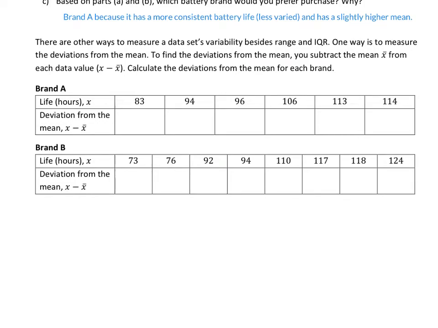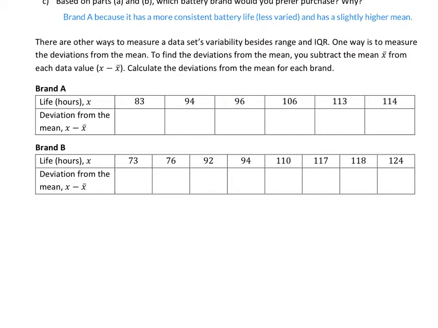There are other ways to measure a data set's variability besides range and interquartile range. One way is to measure the deviations from the mean. To find deviations from the mean, you subtract the mean, which is this symbol right here, an X with a line over it, from each data value. So this is each data value minus the mean.